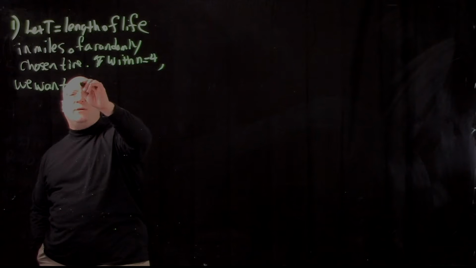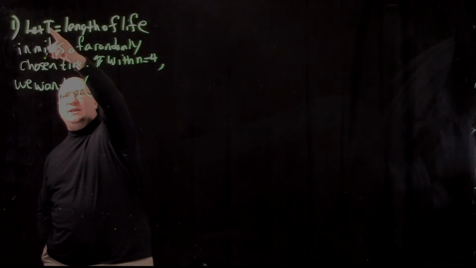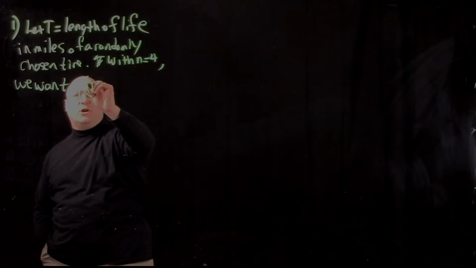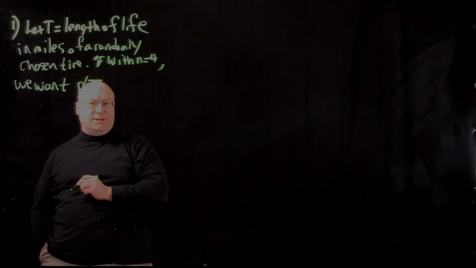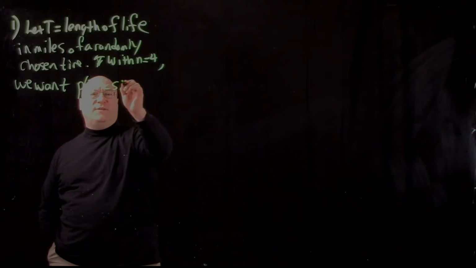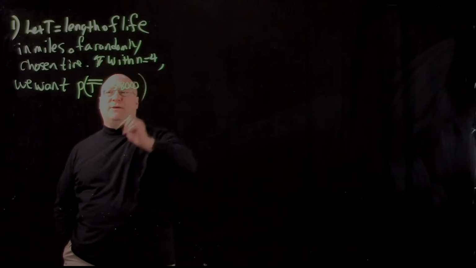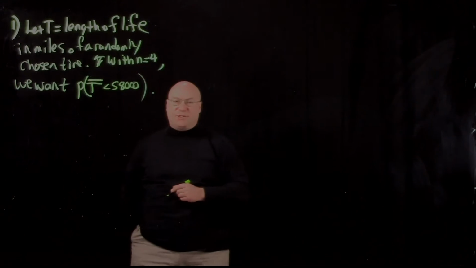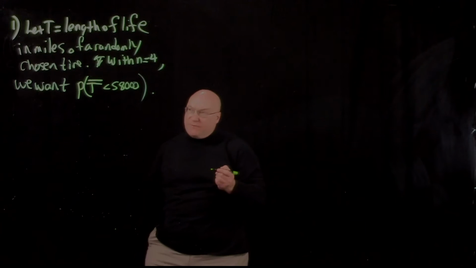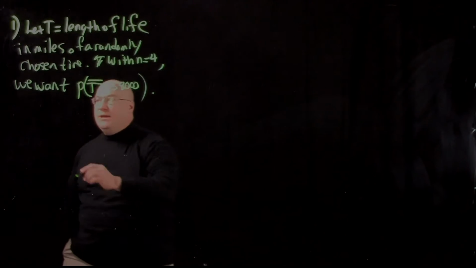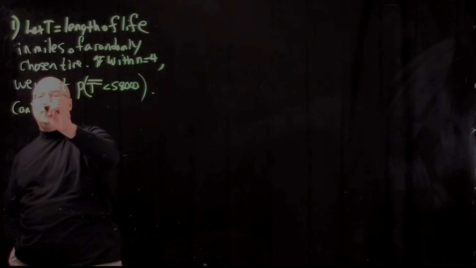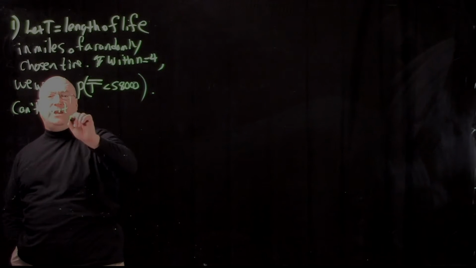So we want the probability that T is our random variable, arbitrary data value. So we want the probability that T bar, the sample mean, is less than 58,000 miles, right? That's what we're asked for. And the whole point of getting all this up here is then to say, well, we can't do it. We can't do it. And why can't we do it?